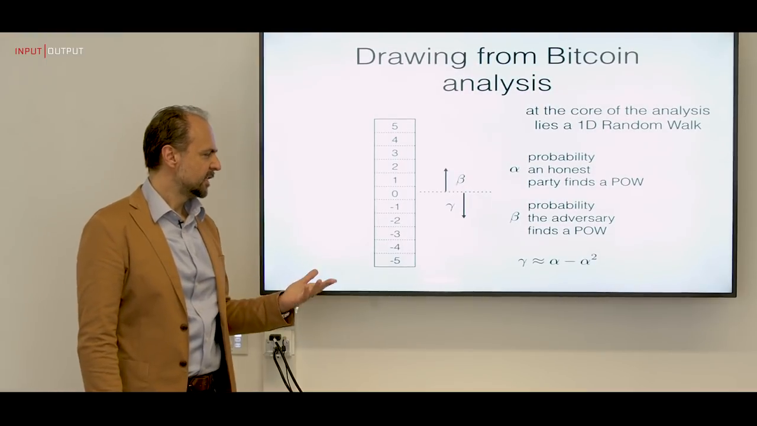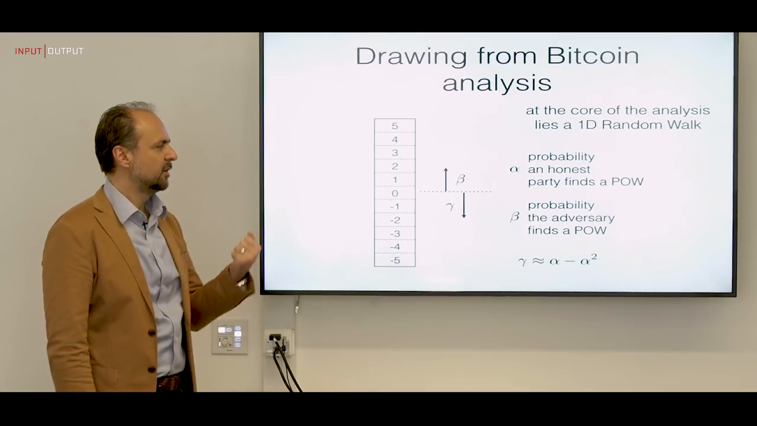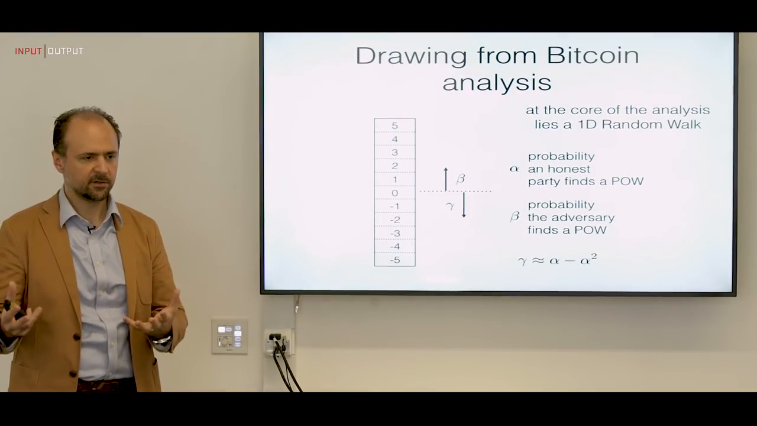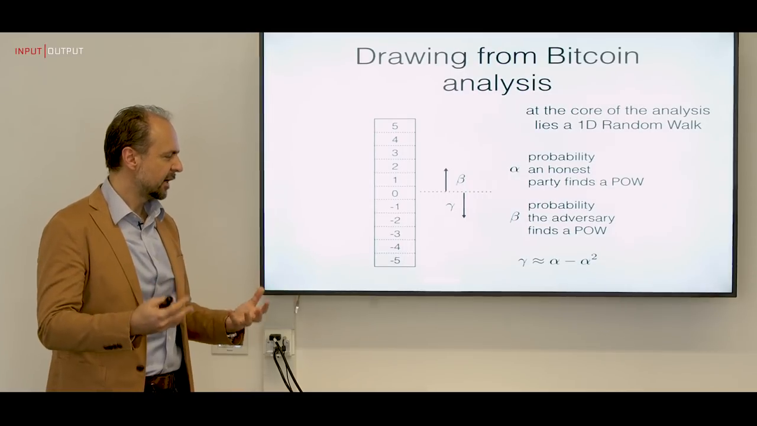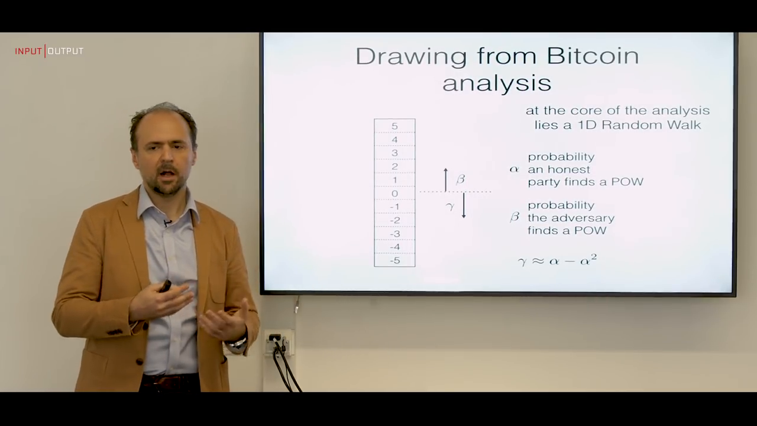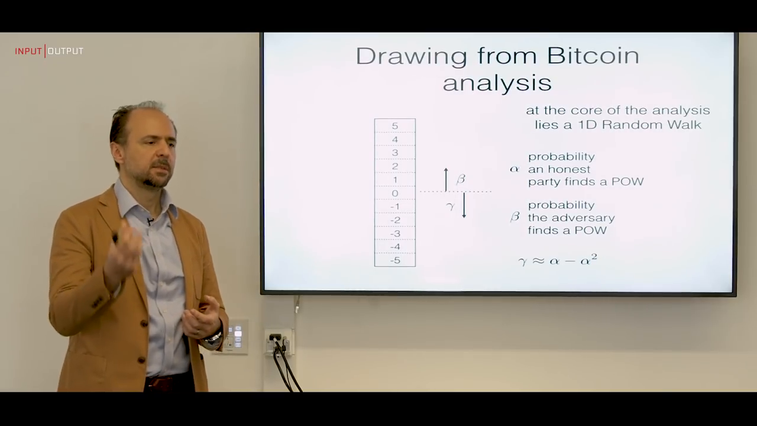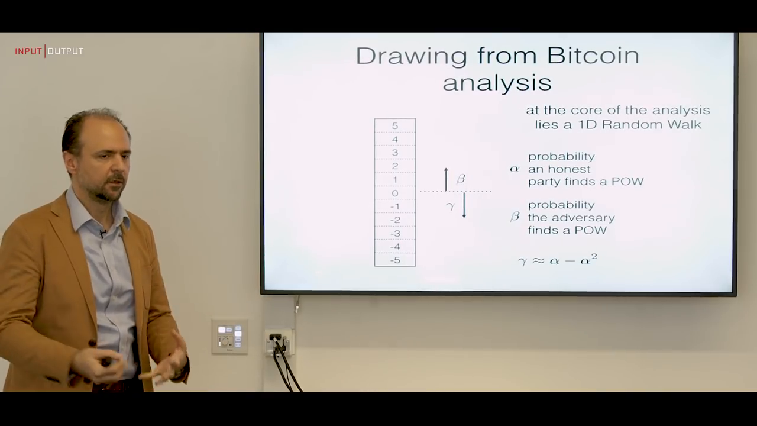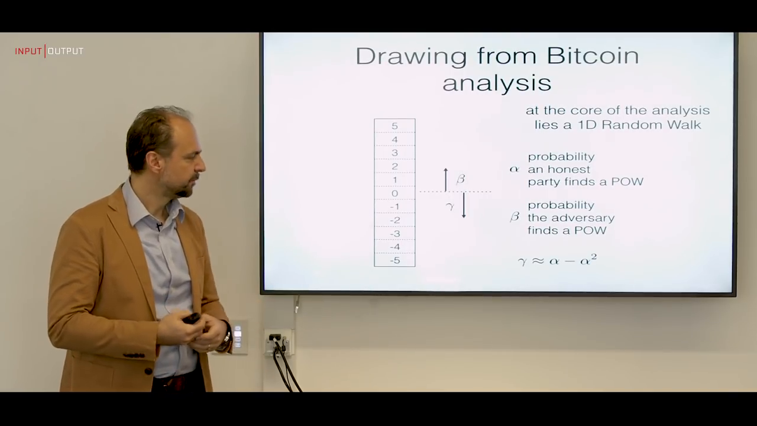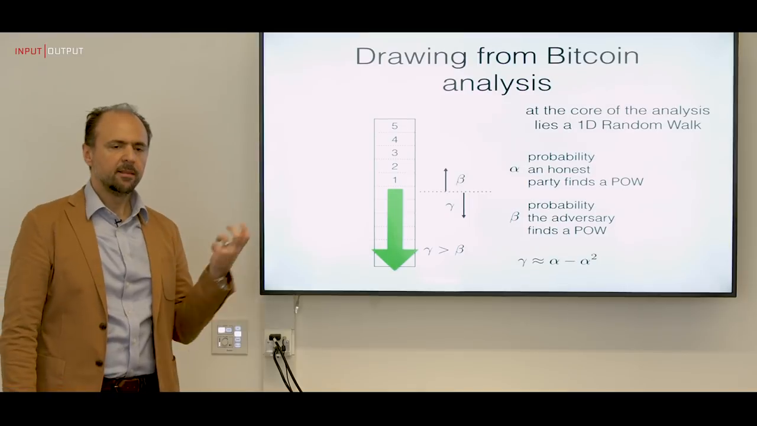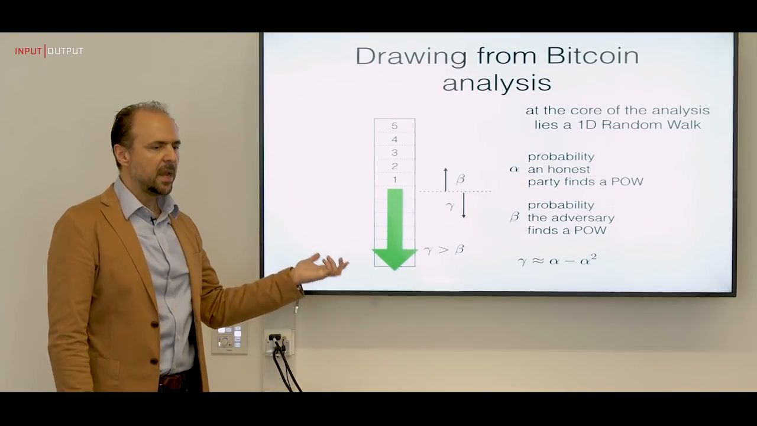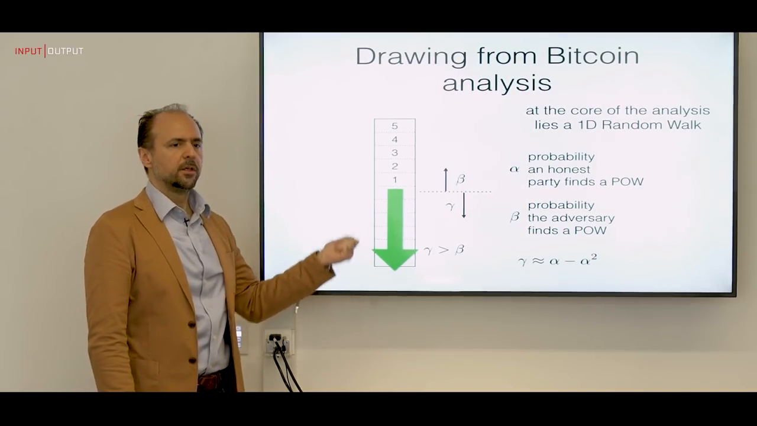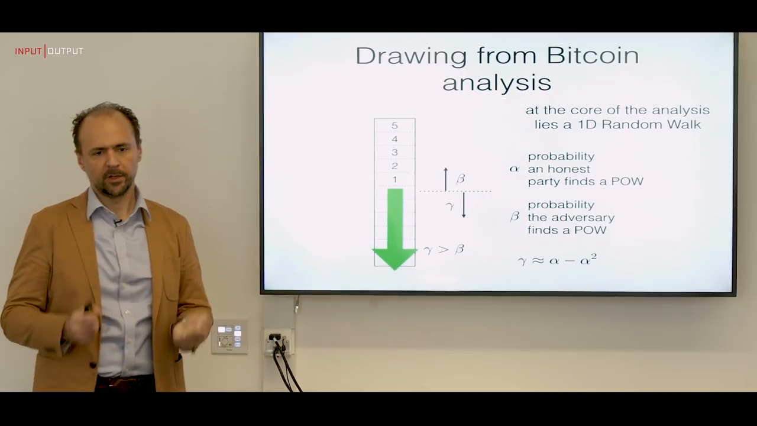The reason that this probability is gamma and not equal to alpha, which is the probability that honest parties find a proof of work, is the fact that honest parties pay the price of being decentralized. And this price of being decentralized, you can see by the fact that gamma is approximately alpha minus alpha square, where alpha square is the probability of two or more honest parties colliding around the same time and producing a block together. So we cannot use these moments, if you want. Still, if we make the assumption, and that's the fundamental assumption made in papers that analyze the security of Bitcoin, that if gamma is strictly bigger than beta, this random walk is going to get a strong pull downwards and the honest parties will win.